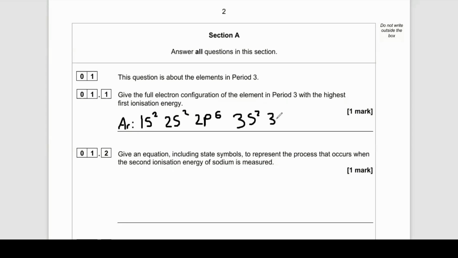Now we go to the third level. We have 3s2, and then we have 3p6. And that is the electronic configuration of argon, which is the element in period 3 with the highest first ionization energy.